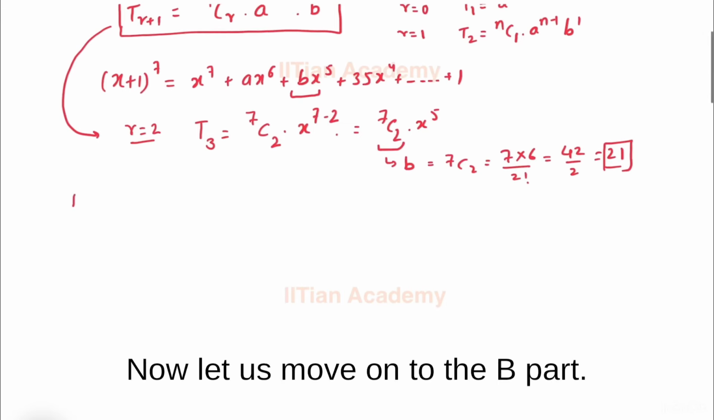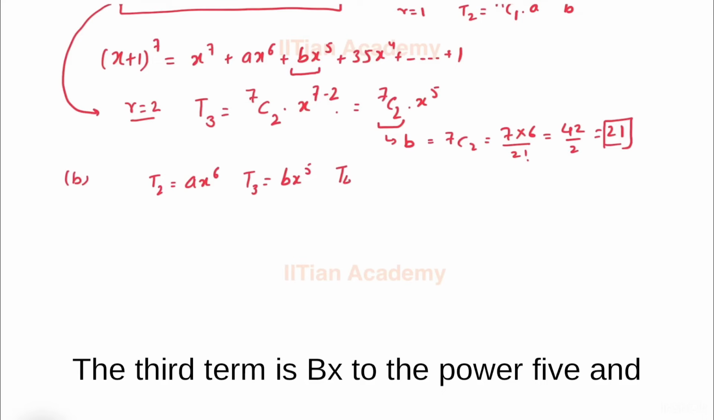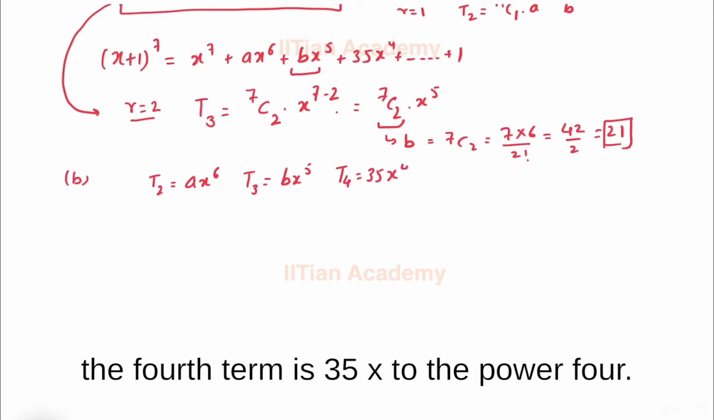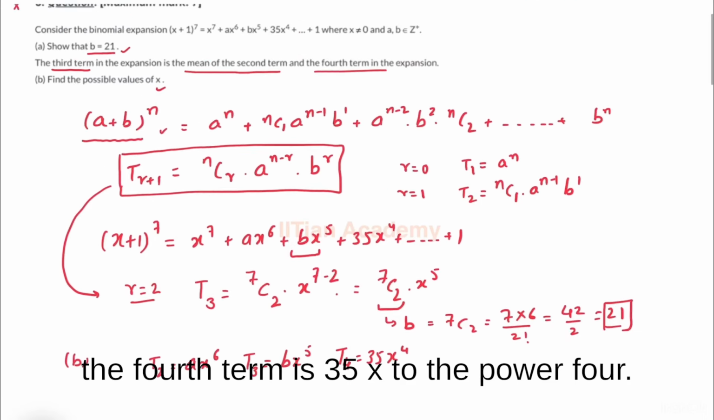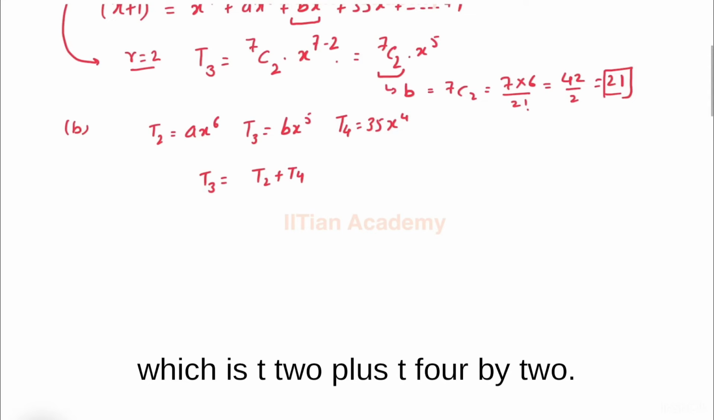Now let us move on to the second part. To solve this part, we have to see that the third term in the expansion is the mean of the second and the fourth term. So the second term t2 is ax to the power 6. The third term is bx to the power 5 and the fourth term is 35x to the power 4. So we have to identify the value of x. The third term is the average, so t3 is given as the mean, which is (t2 plus t4) by 2.